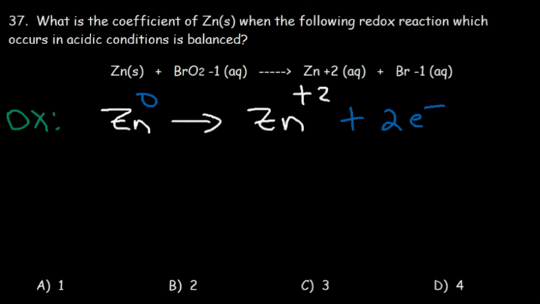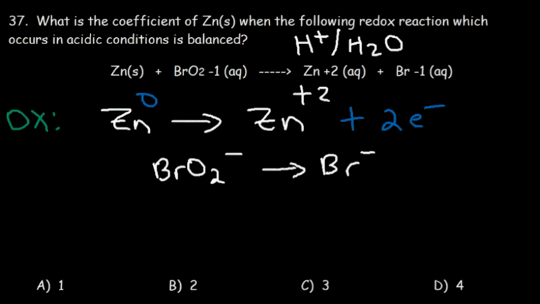So now let's balance the other half reaction. So we have bromite converting into bromide. So the bromine atoms are balanced. So we need to add 2 oxygen atoms. Under acidic conditions, you can add H plus and H2O to balance the reaction. So since we have 2 oxygen atoms on the left side, we need to add 2 H2O molecules on the right side so that the number of oxygen atoms are balanced. Notice that we have 4 hydrogen atoms on the right side. So we need to add 4 H plus ions on the left.